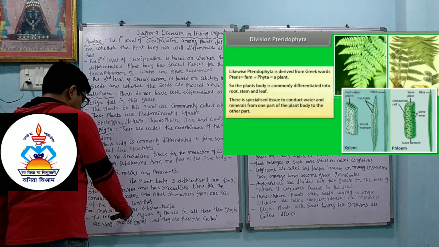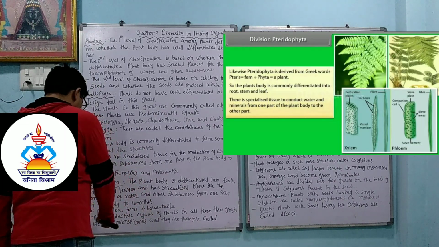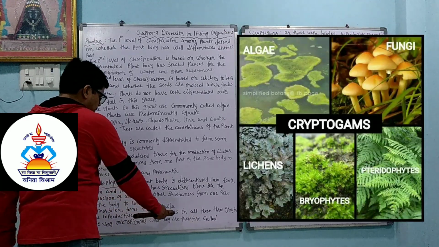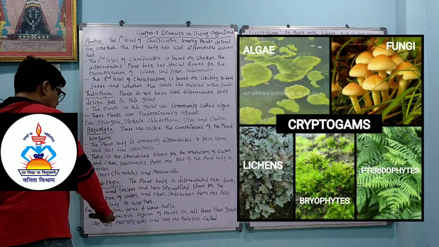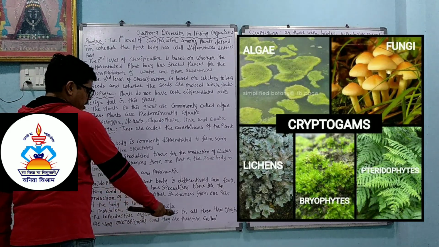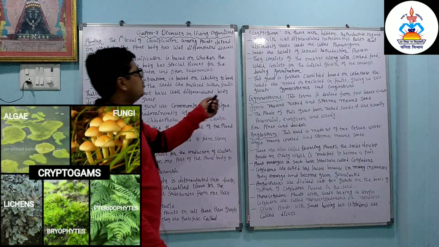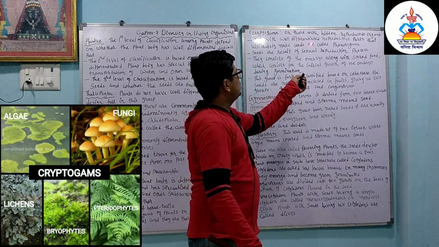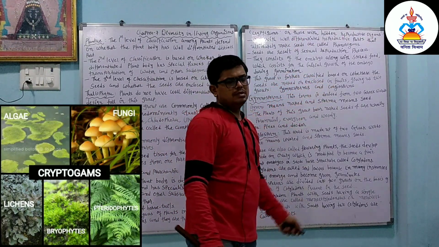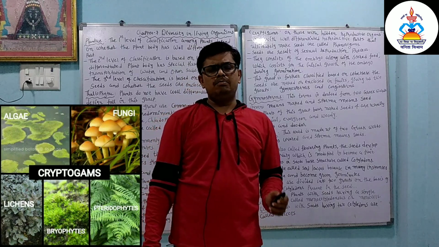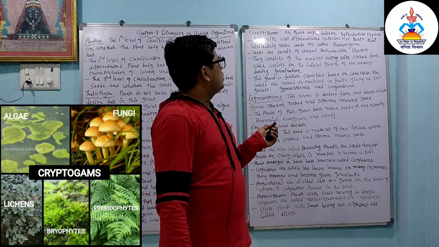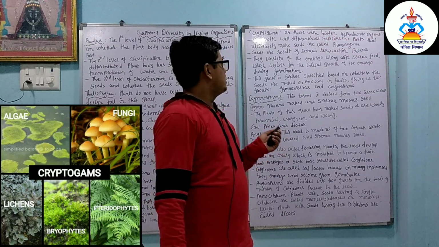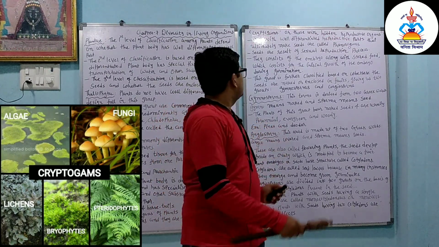Examples are Marchantia, ferns and horsetails. The reproductive organs of the plants in all these three groups are very inconspicuous, and they are therefore called cryptogams, or those with hidden reproductive organs. So here we cannot see the particular reproductive organs; the hidden reproductive organs are present, so they are called the cryptogams.